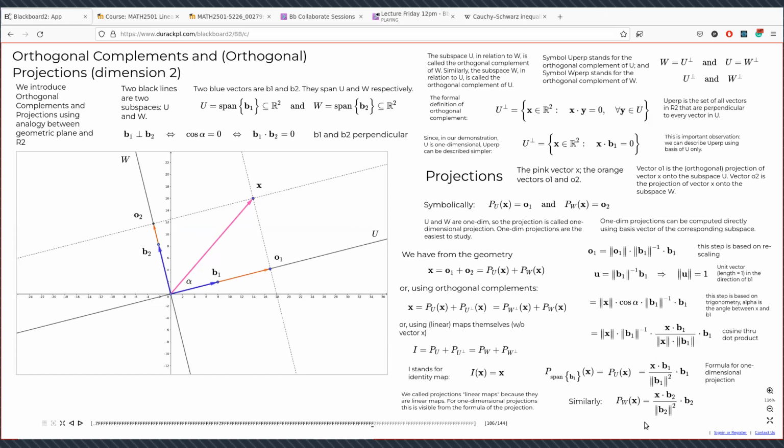And what will happen next? I will repeat all of this in 3 dimensions. It will be very similar in structure, very similar in names and concepts, but there will be extra complexity.